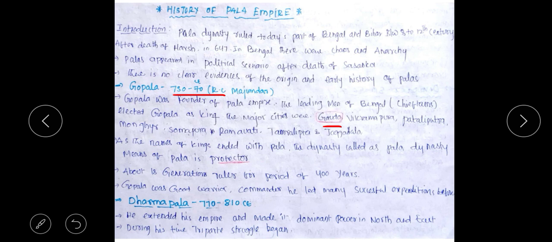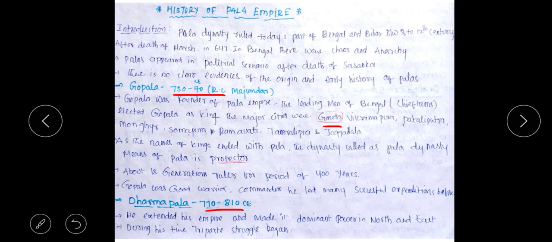We have few sources regarding the time period of Gopala. Moving on to the next ruler, Dharmapala, who ruled between 770 and 810 CE. Here we should remember the three important kings at the beginning: Gopala, Dharmapala, and Devapala.